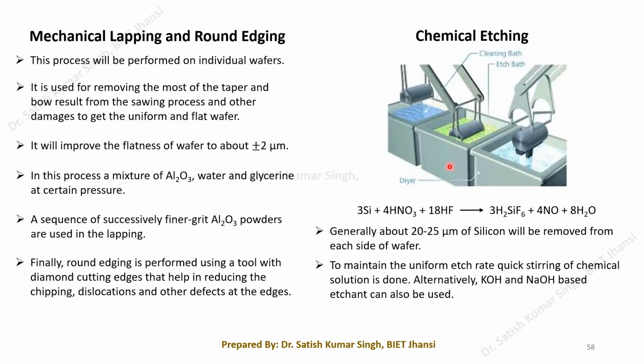To maintain a uniform etching rate, we need to keep on quickly stirring this chemical solution. If you hold it or keep it stable, there may be a chance that at a certain portion the etching rate will be higher than the other, because it is a chemical reaction. So we have to keep on stirring this solution so that we can get uniform etching. Alternatively, it is known that if we are using KOH or NaOH based etchings, then uniform etching can also be achieved. So this is our chemical etching processing.